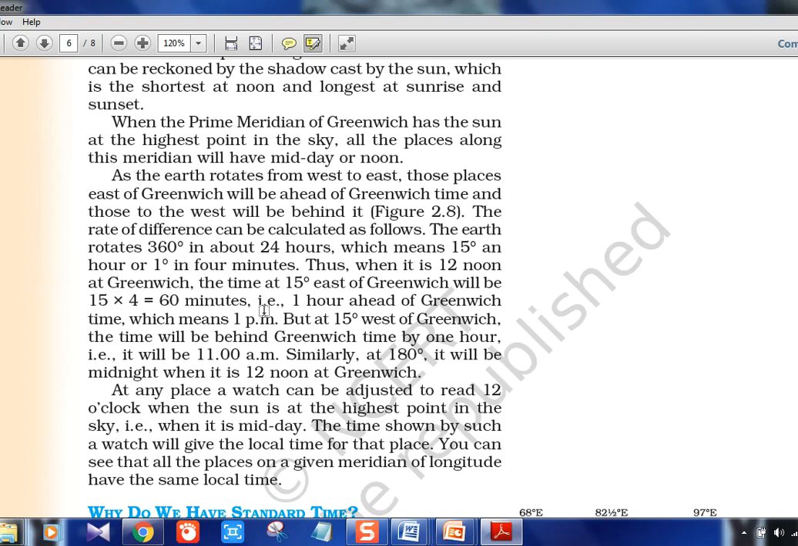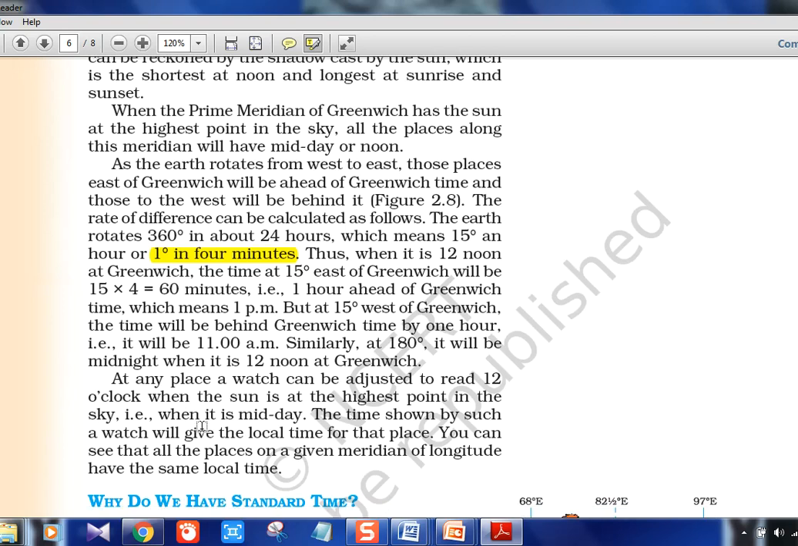So the sun rising is also first seen on the eastern side and only then on the western side. So 60 minutes, you can divide it further: 1 degree is 4 minutes, and 60 minutes for 15 degrees. Every 15 degrees you travel from west to east, you will have a difference of 1 hour. That is why we have different times across different places on the globe.